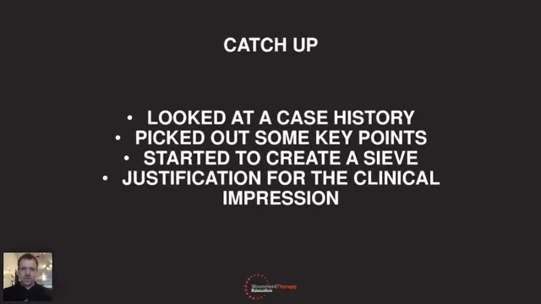So we are on day 3 of the case history. So we've looked at case history, picked out some key points, did that on Wednesday, and then we've started to create a sieve and sift through that information and create some justifications for a clinical impression. So we're going to have a look at some of those today. There were some really good thoughts that were emailed to me or messaged to me on the Facebook group. So thank you for those.